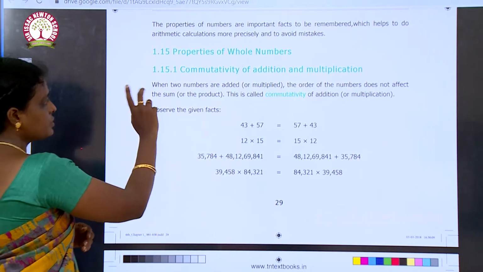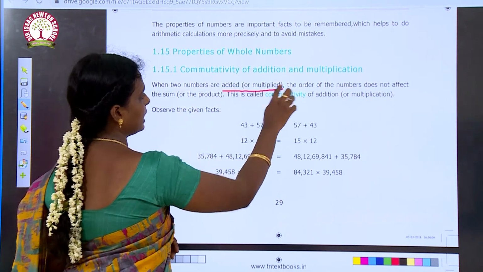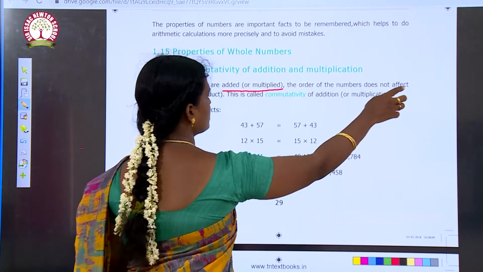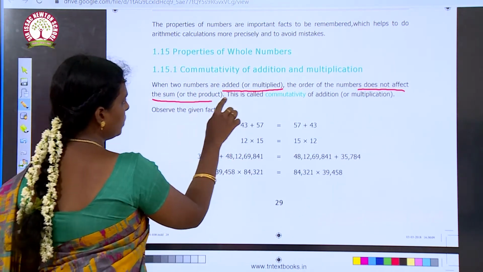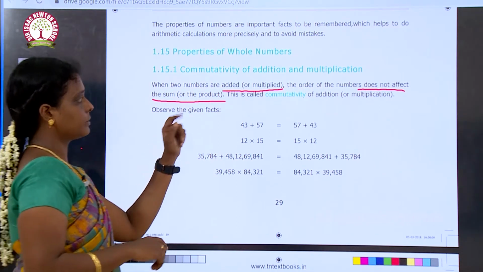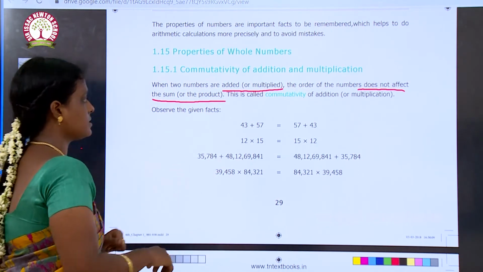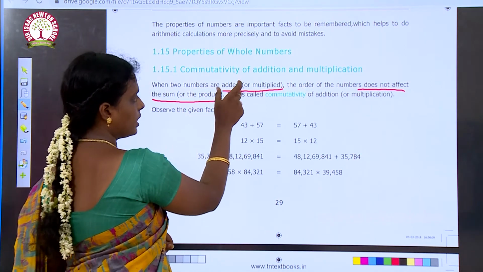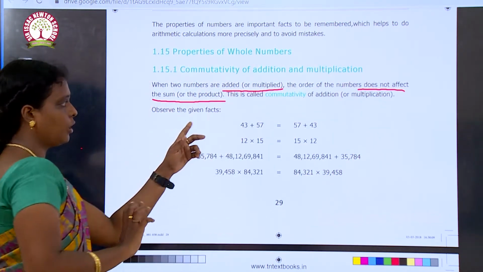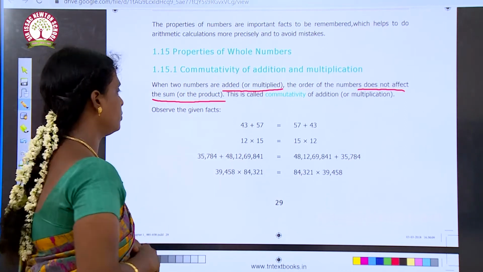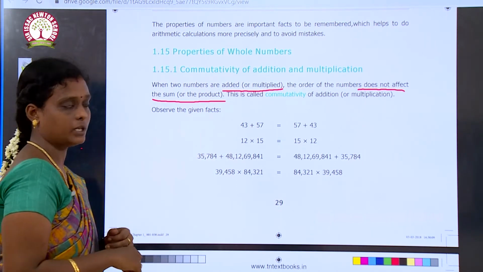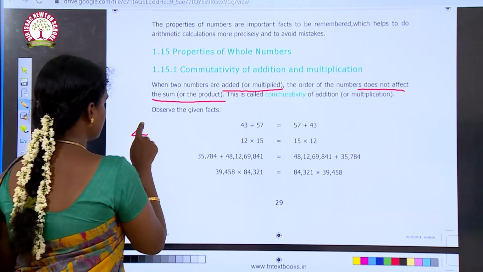Here, when two numbers are added or multiplied, the order of the numbers does not affect the sum or the product. Sum means the answer you get by addition, and product means the answer you get by multiplication. For this I will give you an example. See, here it is 43 plus 57. So what is 43 plus 57?